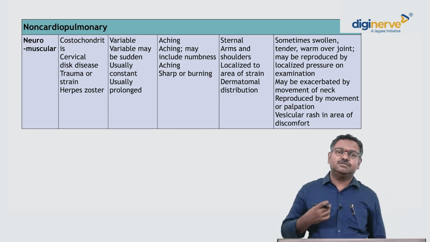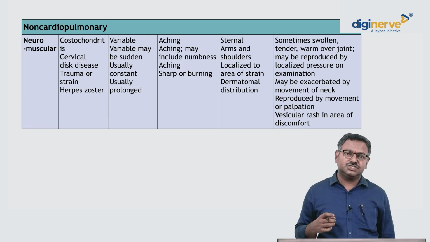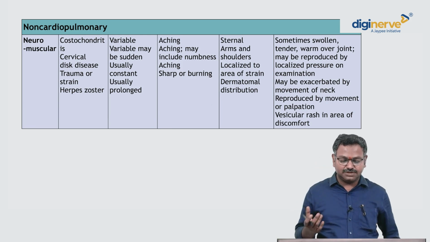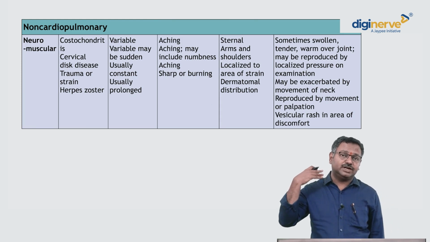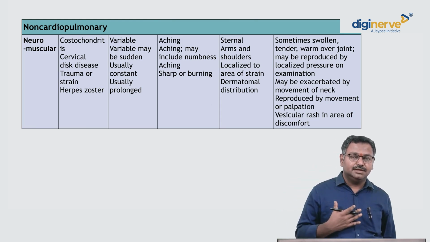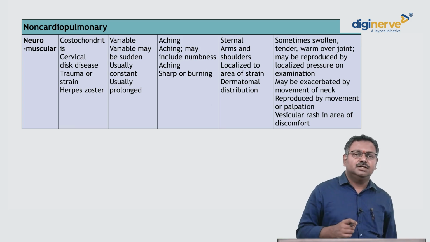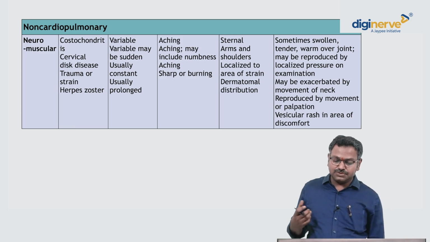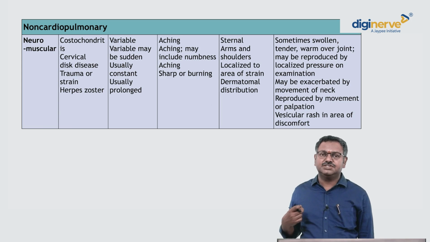Among the neuromuscular causes, you could have costochondritis, usually at the anterior end of the costochondral junctions, with localized pain. More often the upper costochondral junctions are involved, and you may have tenderness, warmth there. In cervical disc disease, you could have a radicular pain which comes onto the chest, with movement when there is neck movement. They may have some neurological features. Trauma or strain could produce the pain either due to a fracture or a musculoskeletal problem. Sometimes herpes zoster, you might find vesicular lesions in the dermatome.